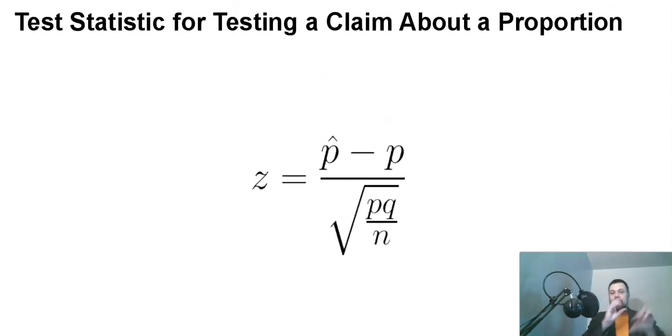It takes a little bit of finagling to get it in that form, but this is derived from the formula for a z-score by plugging in the mean as n times p and the standard deviation as the square root of n times p times q. So I thought that was kind of interesting.